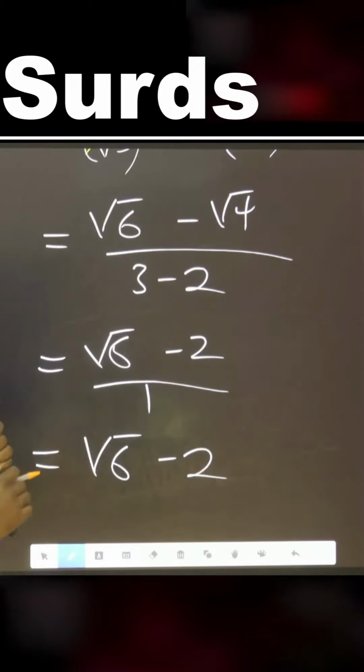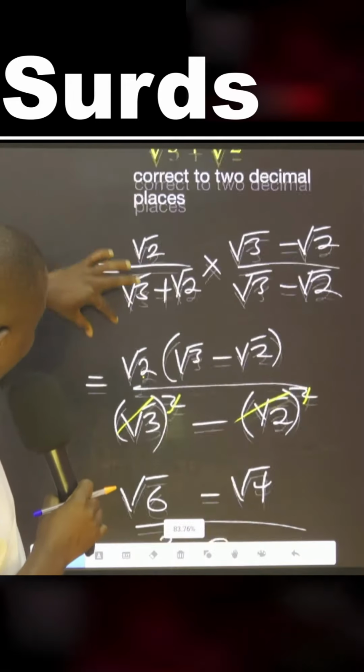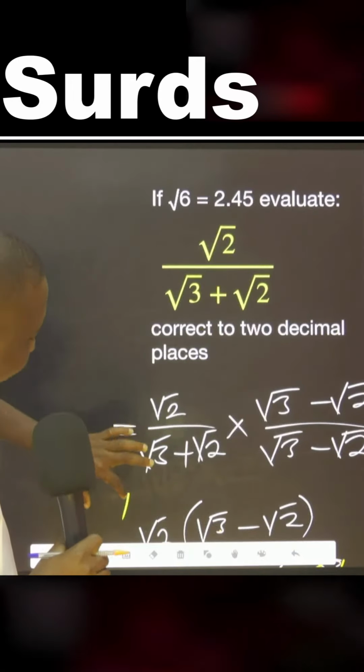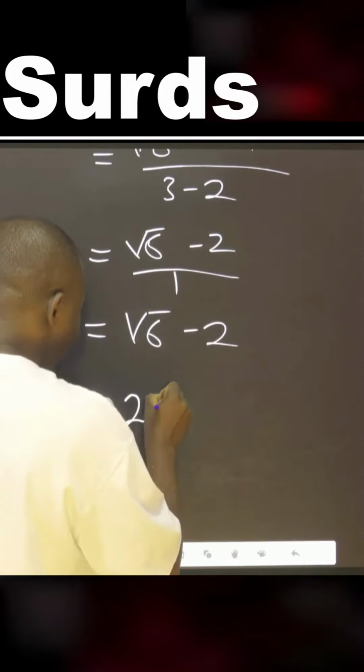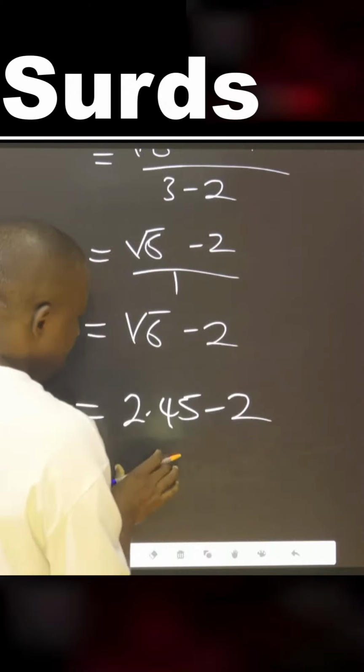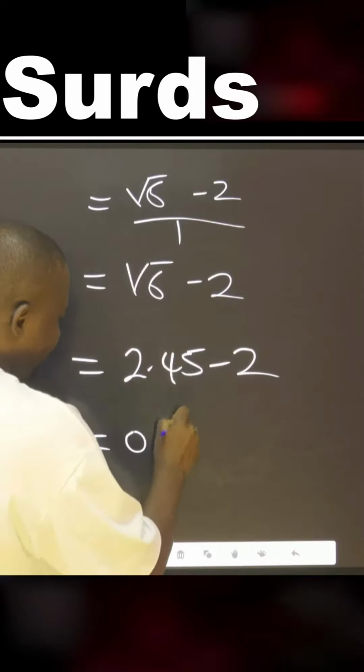Now, what is the square root of 6? The square root of 6 given to us was what? 2.45. So we replace this with 2.45 minus 2. Finally, we're going to have 0.45.